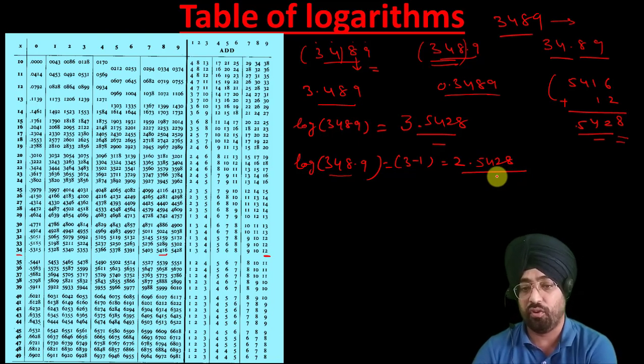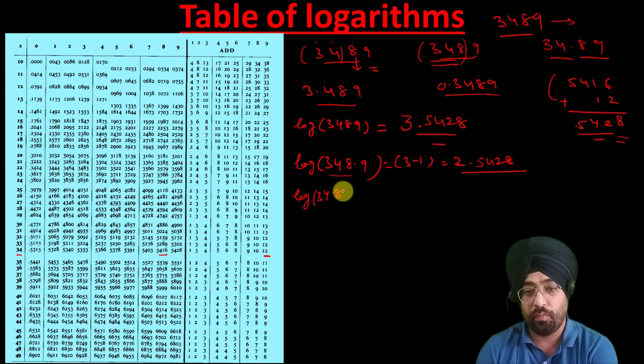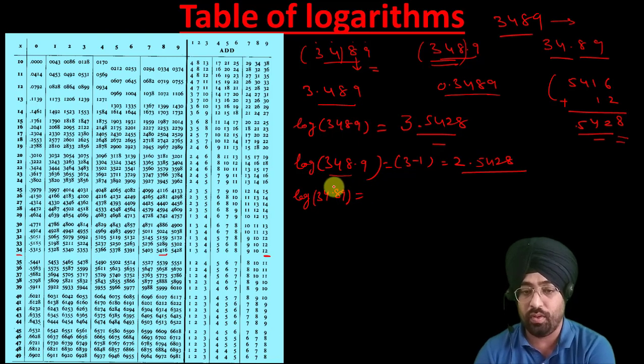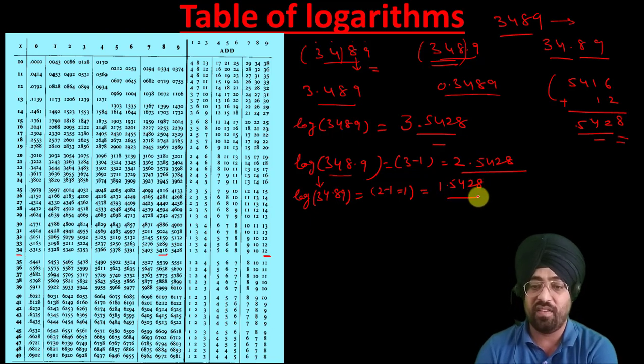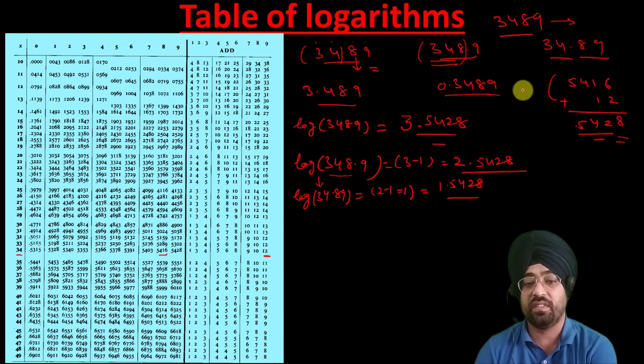Now let us see log 34.89. Again the mantissa will be the same, 0.5428. Now it has only 2 digits before the decimal, 34. So its characteristic will be 2 minus 1 is equal to 1. So its value will be 1.5428. Mantissa will be the same as the digits are the same.